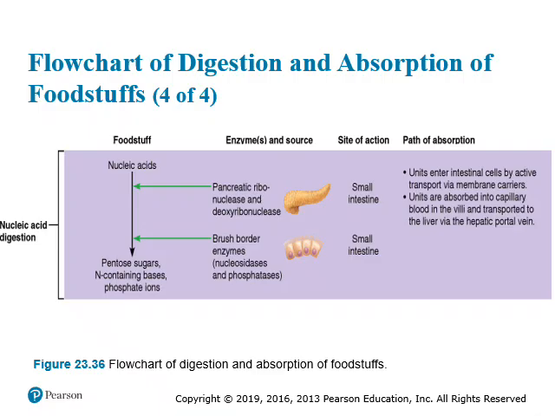Remember that a nucleotide is made up of the pentose sugar, a phosphate, and a nitrogenous base. When you digest it, a nucleotide is going to be broken down into its smallest units, smaller than a nucleotide. Hence, those units would enter the intestinal cells by active transport via the membrane carriers. They are absorbed into capillary blood in the villi and transported to the liver via the hepatic portal vein.